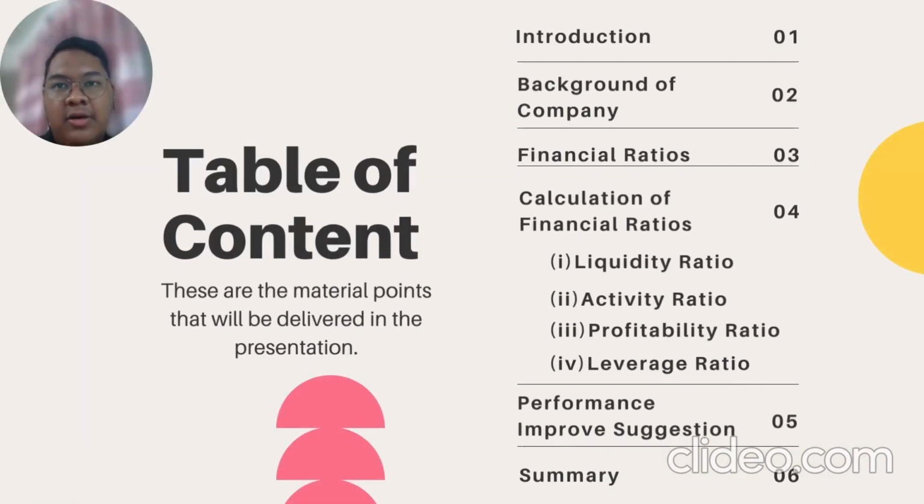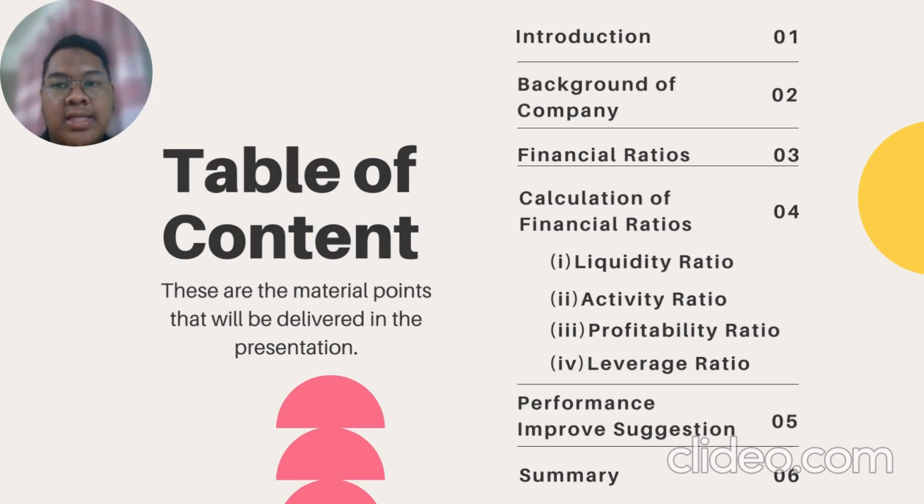This is the table of content of our group project report, and these are the material points that will be delivered in this presentation. The first content is the introduction of this group project report. The second part is the background of company. Our group has chosen two companies, which are Telekom Malaysia Berhad, which is TM, and also Malaysia Airports Holdings Berhad, MAHB. The third content is the financial ratios definition, and the fourth section is the calculation of financial ratios.